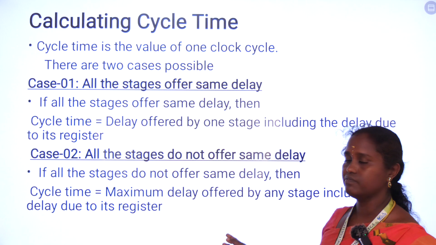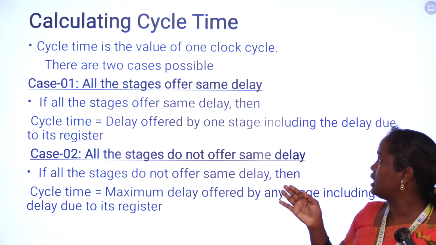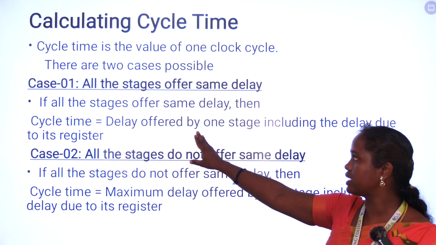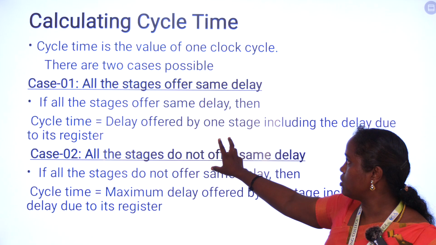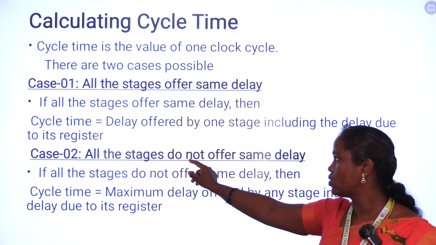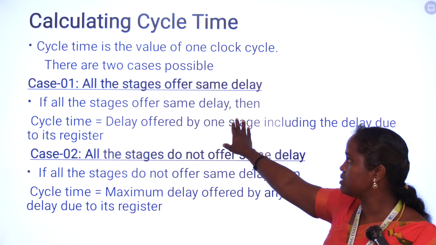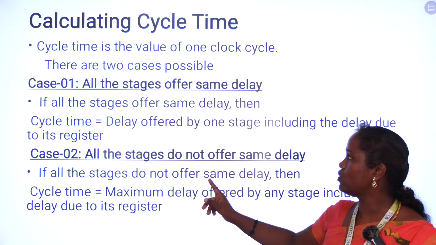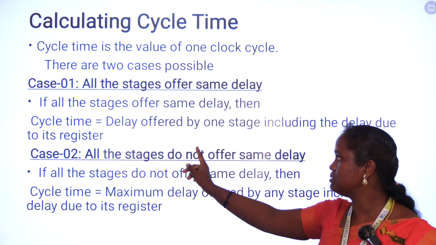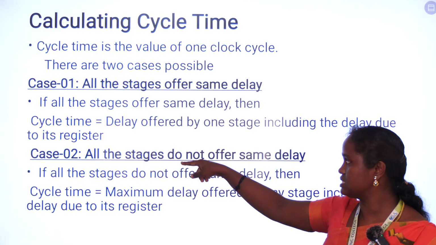So next thing is how to calculate the cycle time. So what is cycle time? Cycle time is the value of one clock cycle. So again this is possible in two cases. Case one is that all the stages offer the same delay, or else case two is that all the stages do not offer the same delay. So first we will see case 1. If all the stages offer the same delay, then the cycle time is equal to the delay offered by one stage including the delay due to its register.